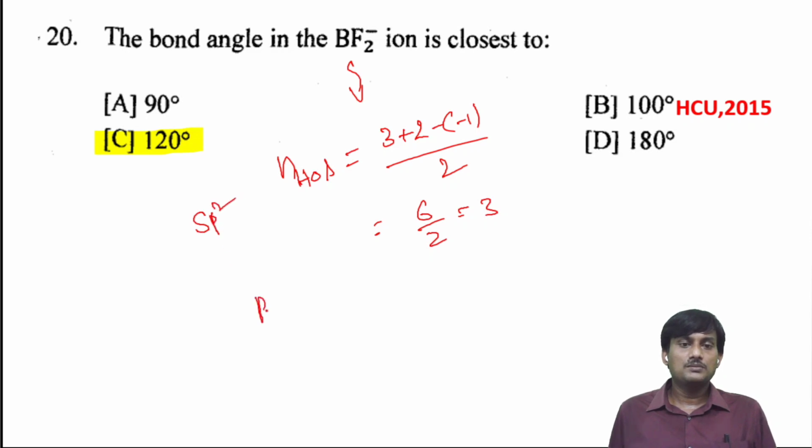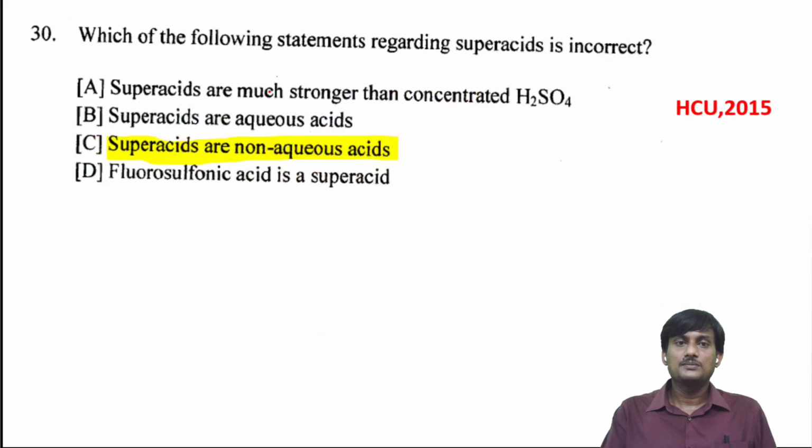So you will get boron, here the lone pair of electrons, and fluorine and fluorine. Okay, this is the structure of BF2 minus. The bond angle is approximately close to 120 degrees.